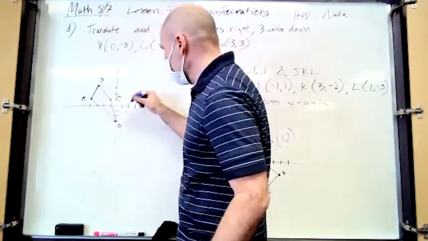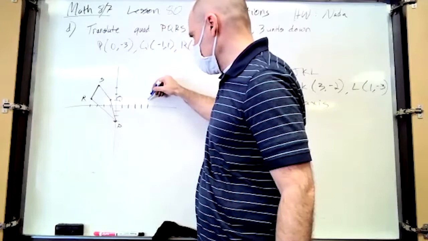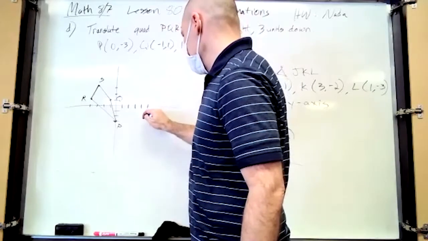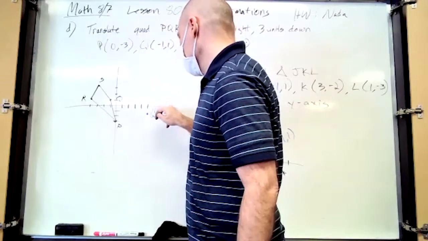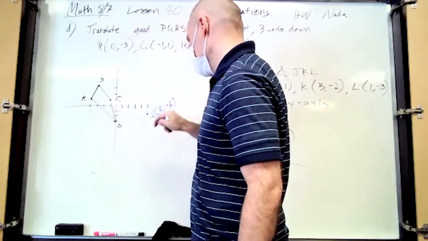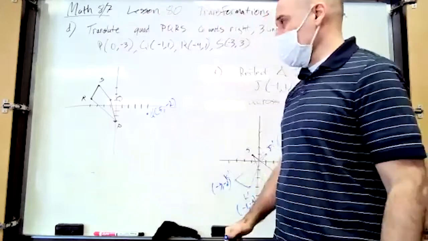Okay, so Q prime goes 1, 2, 3, 4, 5, 6, and then 3 units down, 1, 2, 3. So where's that? That is Q prime, and that is at 5, -2. You guys see that? Now you can also just do the math here.